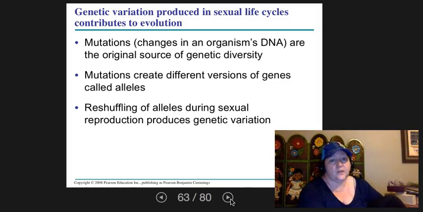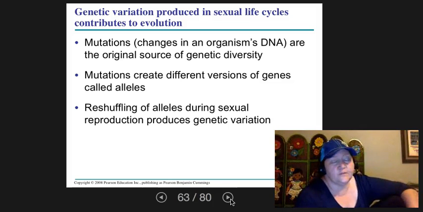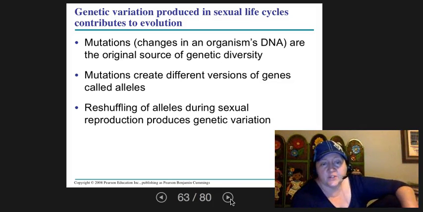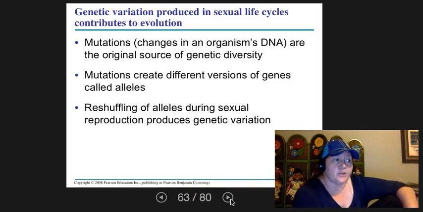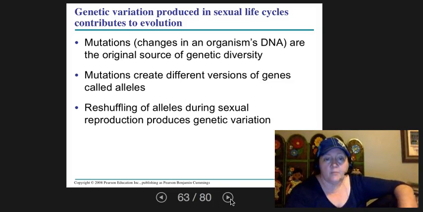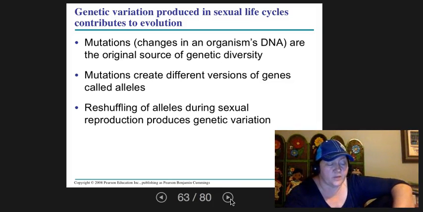Mutations are going to create different versions of genes. Different versions of a gene, we call those different versions our alleles. So there's a vocab word that we're going to use a lot when we get to Mendel: a different version of a gene is an allele, and it doesn't have to be a mutation. I don't want to leave you with that impression.